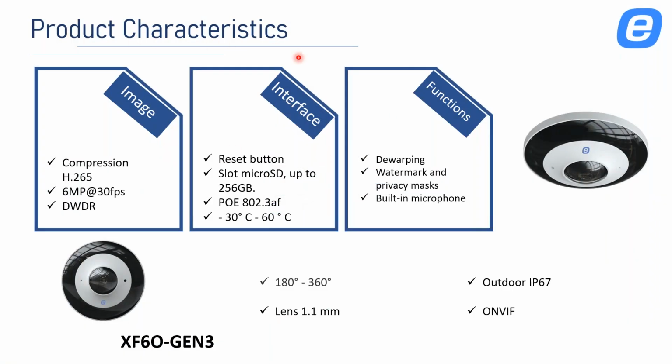These are some of the characteristics of the fisheye. It has a compression of H.265. It's 6 megapixels, 30 FPS. It has a false WDR, a digital WDR.